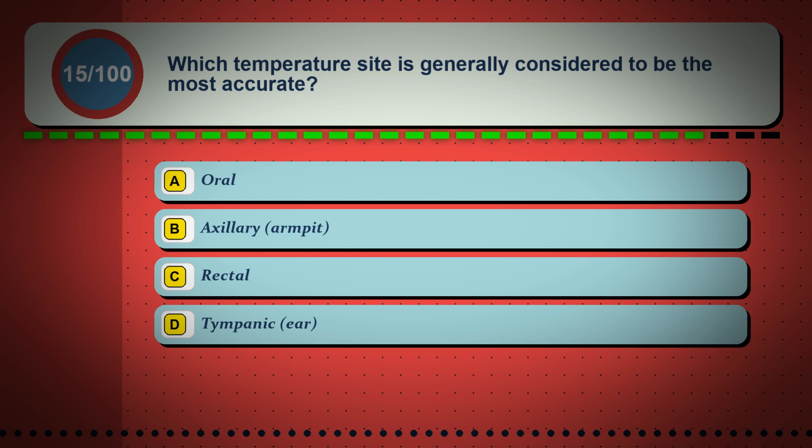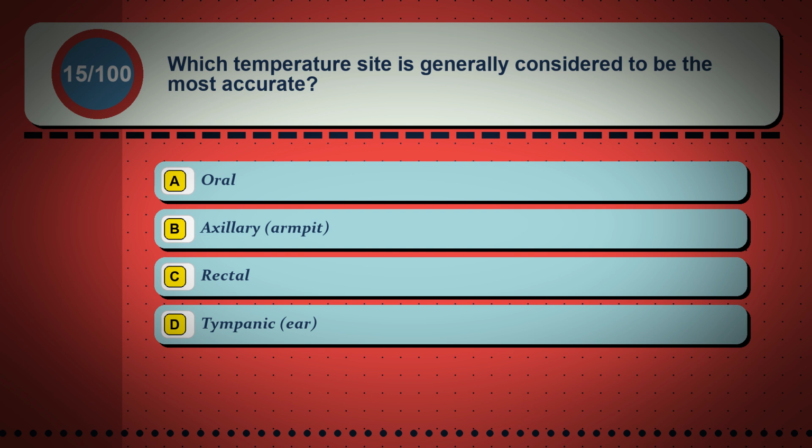Question 15. Which temperature site is generally considered to be the most accurate? Option A. Oral. Option B. Axillary, armpit. Option C. Rectal. Option D. Tympanic, ear.